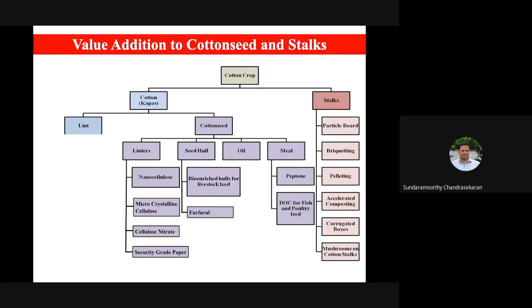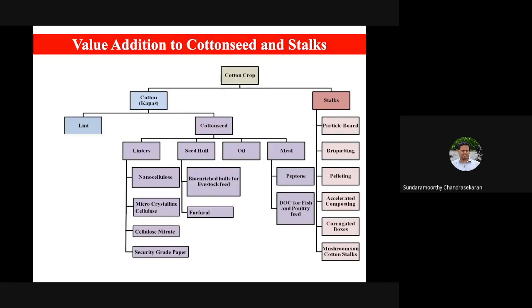Whereas when we come to seed hull, we can convert this into a bio-enriched hull through a microbial process, and use it as livestock feed. Or we can extract furfural, which is a chemical having industrial application, from the seed hull. The meal is a source of protein for milch animals. This can also be diverted for use as non-cattle feed, like poultry and fisheries feed, and we can also extract peptone from this meal.